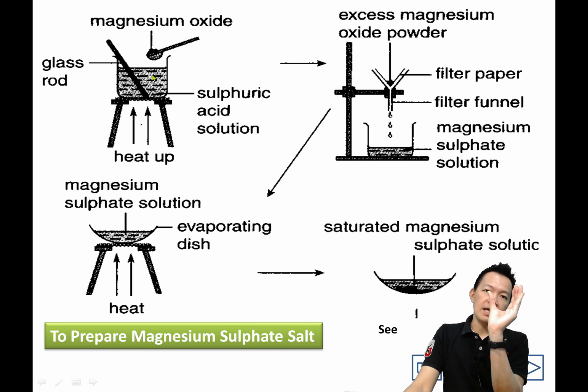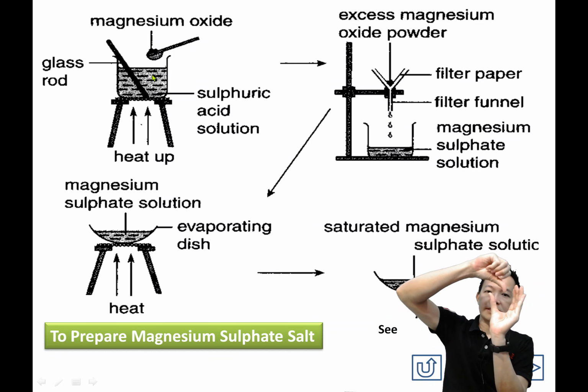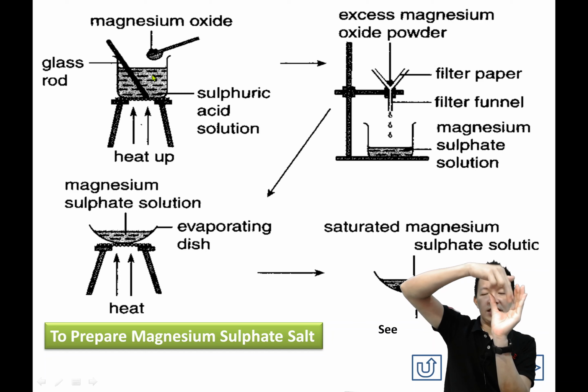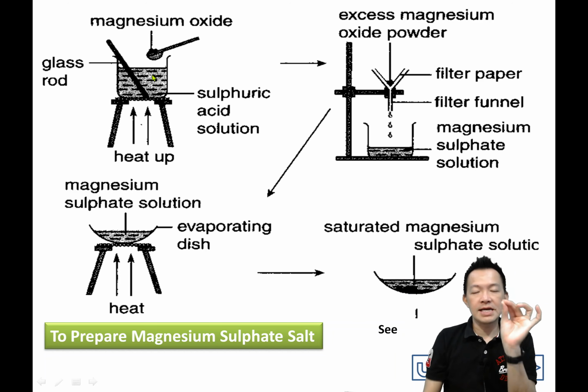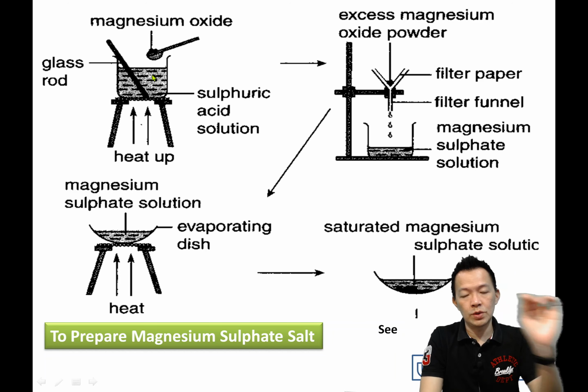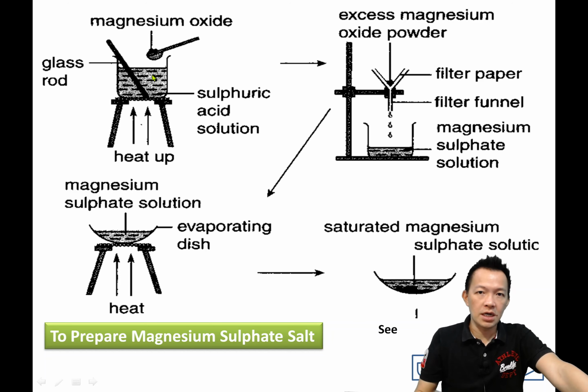To get the magnesium sulphate, I prepare sulfuric acid, and I add magnesium oxide into the sulfuric acid. If you just have the sulfuric acid together with the magnesium oxide and stir, magnesium oxide dissolves very slowly into the acid solution. So you better heat it up.